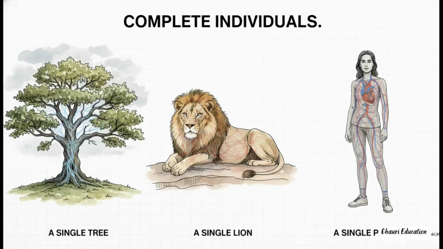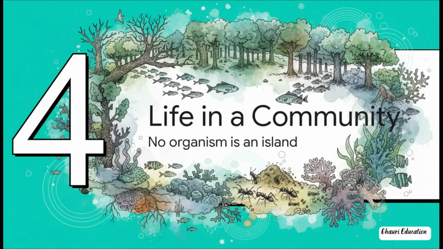An organism is simply one whole individual. A single tree, a single lion, a single person. Yep, that's you. It's the complete package, where everything from the molecules all the way up is working in harmony. But wait, the story doesn't stop there. It can't, because as that old saying goes, no organism is an island.